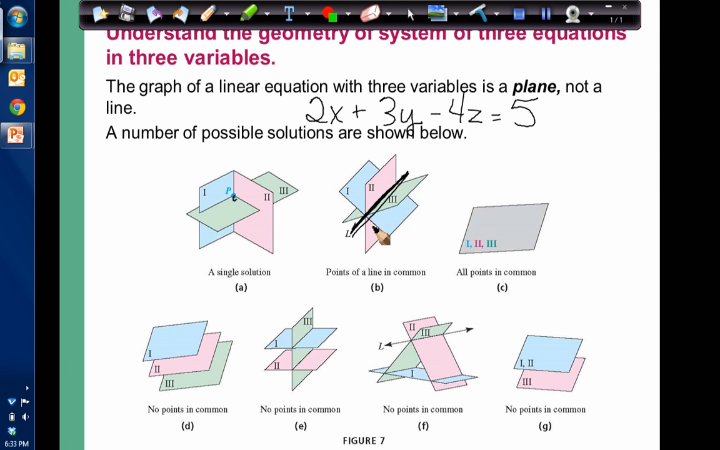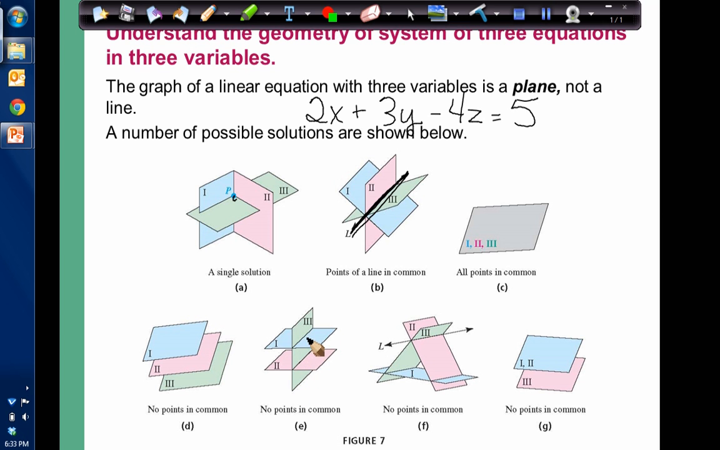So one line intersection. We could have where all 3 planes are the exact same plane. So if you graph each plane, you would get one plane on top of the other on top of the other, okay? And then some other things that could happen, we could have all 3 planes being parallel. They don't ever intersect each other, they're just parallel. We could have that they intersect each other, but 2 of them are parallel, and those 2 never intersect each other. And then the third plane does intersect both of the parallel planes.